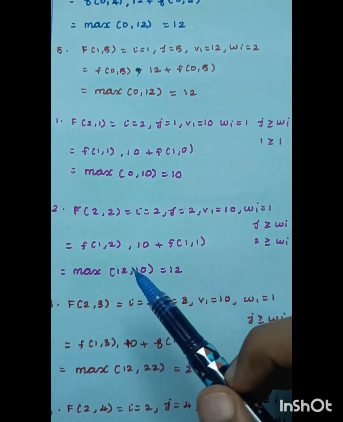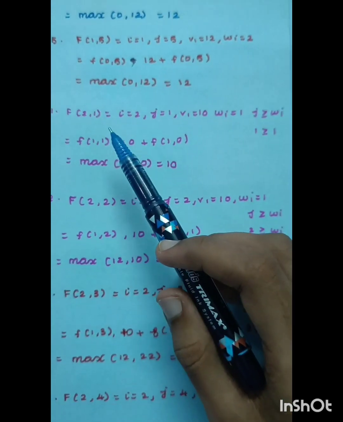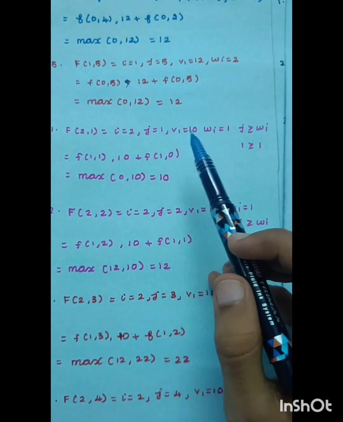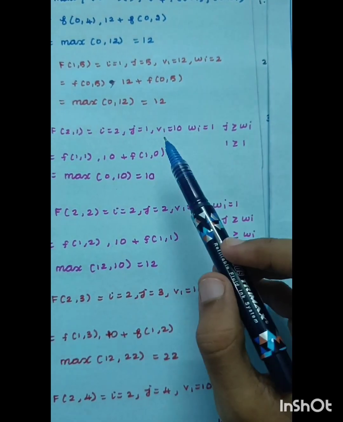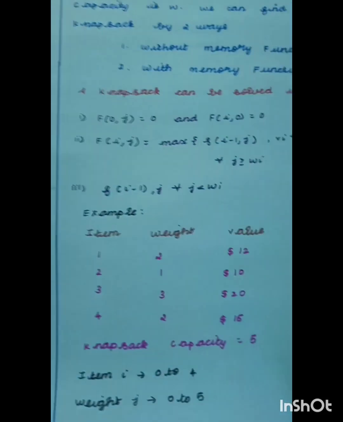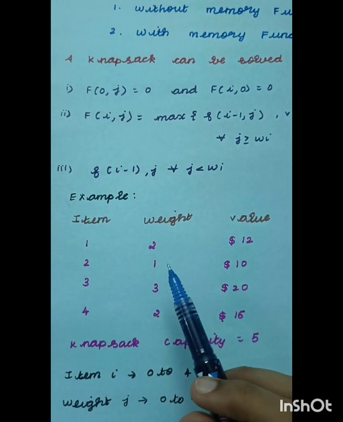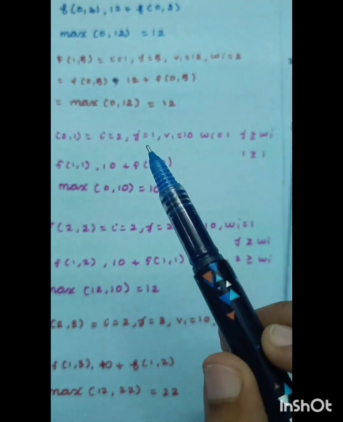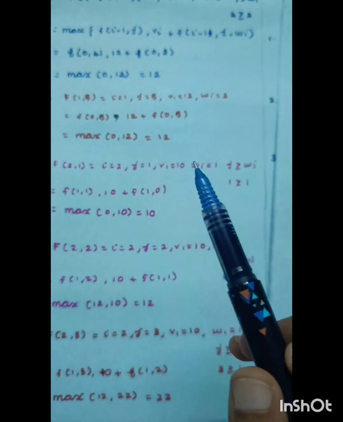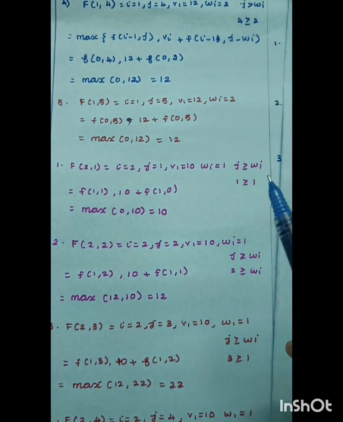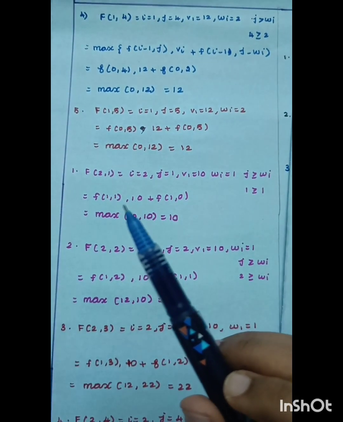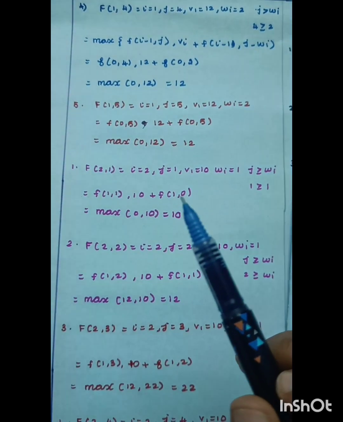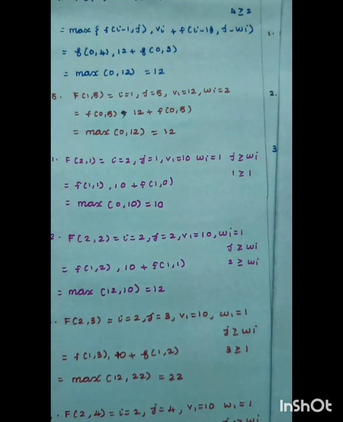Now we have to find the value for the second item. F of 2 comma 1, i equal to 2, j equal to 1, v1 equal to 10, w1 equal to 1. The values of v1 and w1 are assigned from the given box. For the second item, w1 equal to 1 and v1 equal to 10. That is what we assigned here. Now we have to compare the value of j and w1. Value of j equal to 1 and w1 equal to 1. 1 is greater than or equal to 1. So we use the second formula. F of 1 comma 1 comma 10 plus f of 1 comma 0, max of 0 comma 10 which is equal to 10. So in the matrix box we have to assign the value for 2 comma 1 as 10.